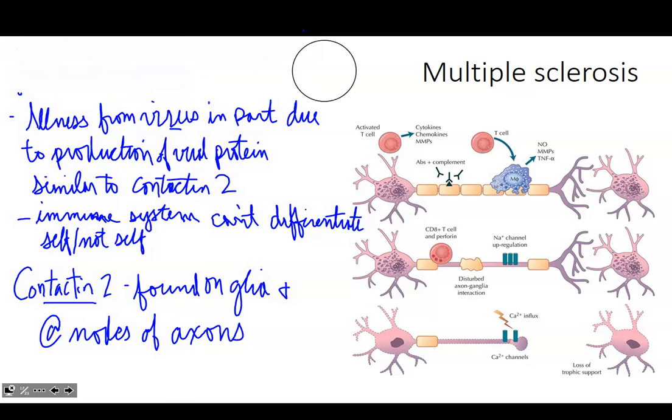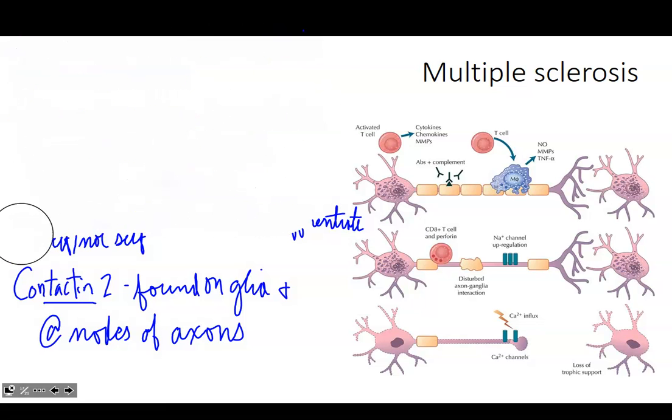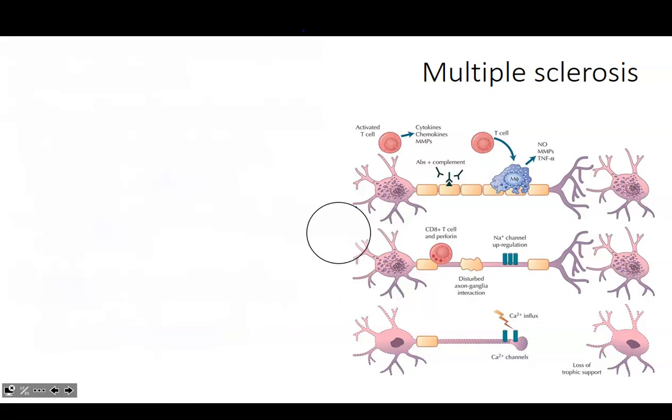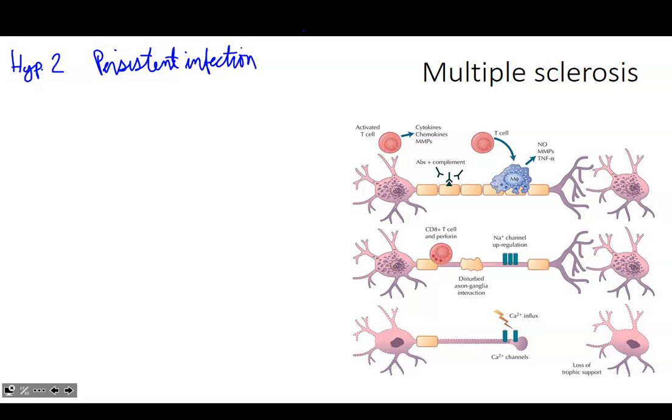A second hypothesis with respect to the cause of this disease, I'm going to erase this, has to do with a persistent infection, right? If that was hypothesis 1, the second hypothesis with respect to cause is that there's a persistent, potentially viral infection. And that this persistent infection triggers long-term activation of the immune system.